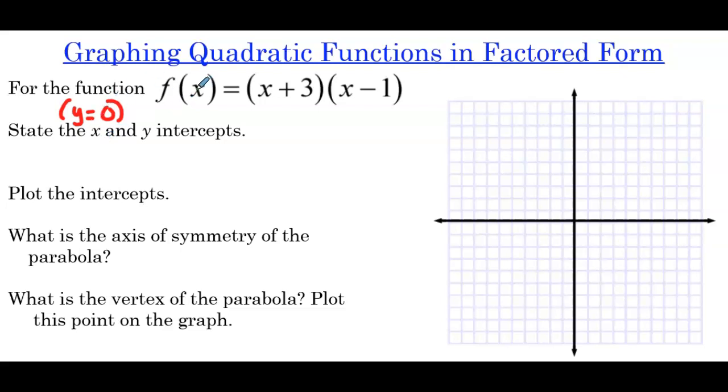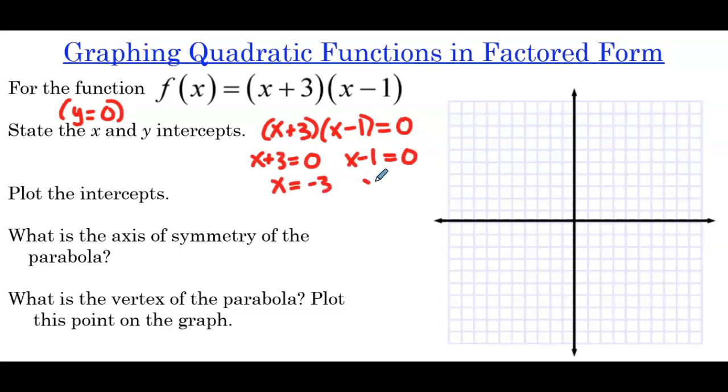Now y and f of x are interchangeable. F of x is our function notation, so we're going to set our factors equal to 0. And because it's in factored form, this becomes easy for us to solve. By the zero product property, we know that either x plus 3 equals 0 or x minus 1 equals 0, and we'd have either x equals negative 3 or x equals positive 1. So our x-intercepts are negative 3, 0, and 1, 0.